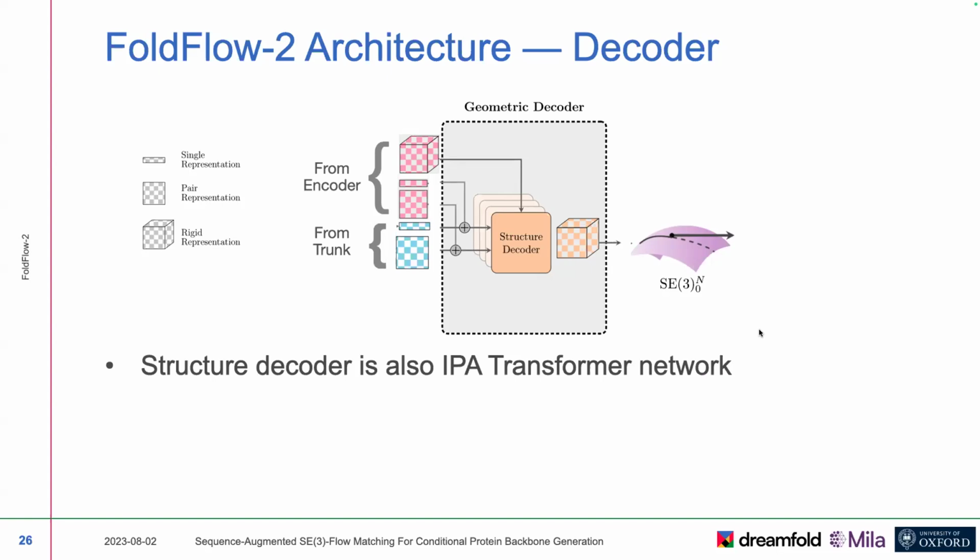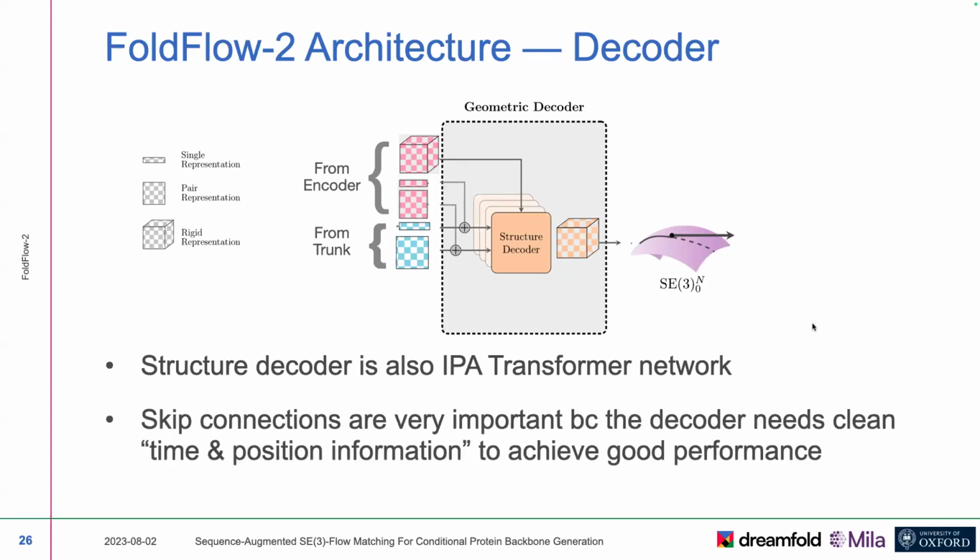And that's basically used to make the final prediction about the rigids that are used to derive the vector field. One thing we found that was very important was these skip connections between the structure encoder and the decoder. Mainly the intuition there is that the flow model, especially the decoder component, needs to have clean time information to know at what point along the flow it is making a prediction.